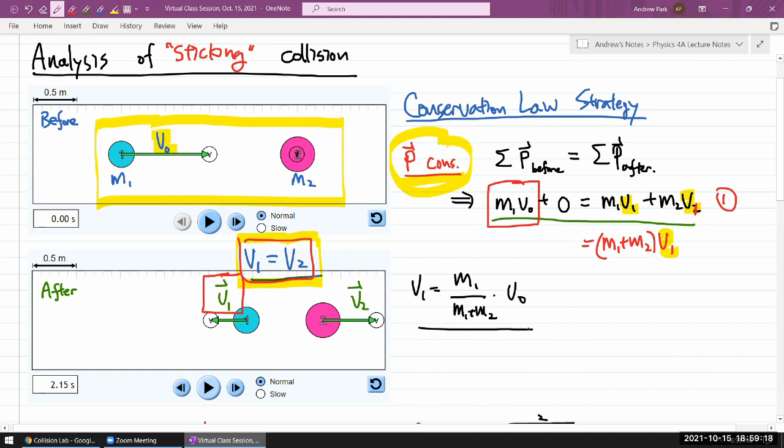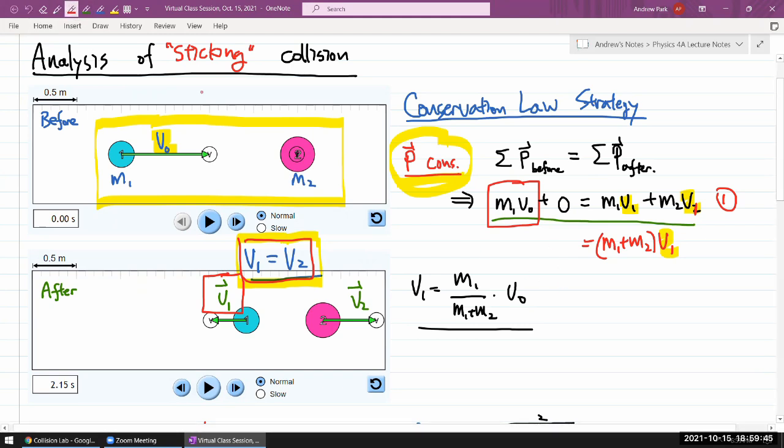That's it. That's my answer. I'm done. So with that answer for V1, let's explore what happened to the kinetic energy. Was kinetic energy conserved after all, or can we show that our kinetic energy must have changed?